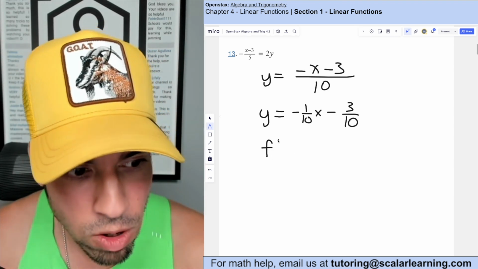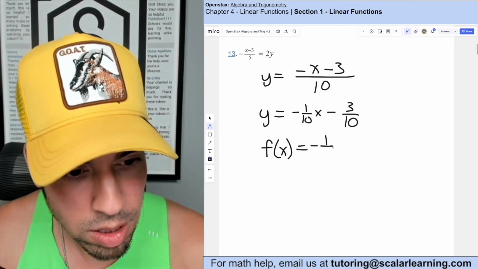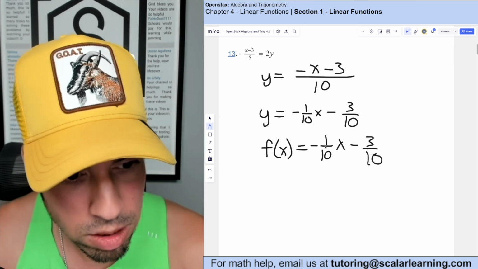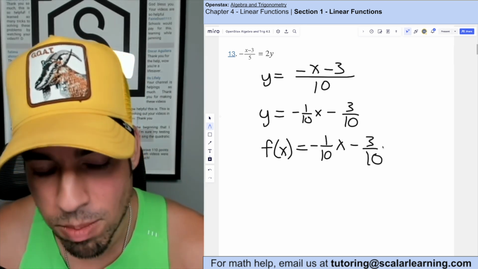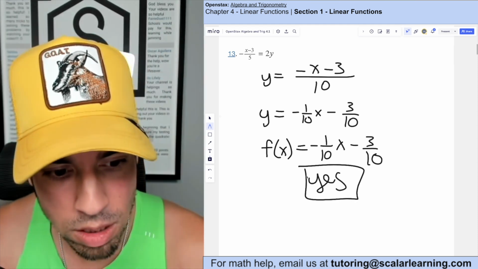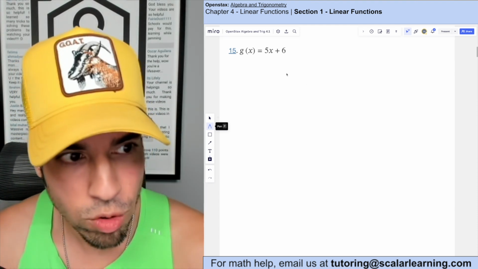And again, as a function of x, we could just change it to f of x equals negative 1/10 x minus 3/10. There's my slope right here, negative 1/10. There's my y-intercept, negative 3/10. So we would say, yes, this can be written as a linear function. Done.